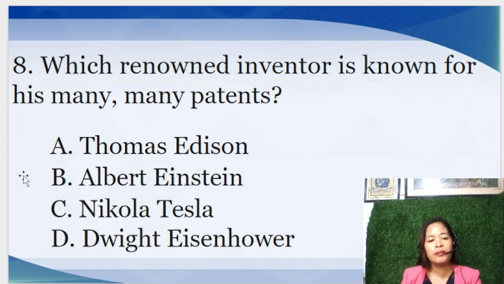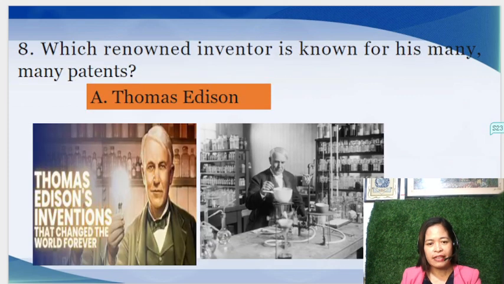Next, number eight. Which renowned inventor is known for his many patents? A. Thomas Edison, B. Albert Einstein, C. Nikola Tesla, and D. Dwight Eisenhower. The answer is Thomas Edison. He was an American inventor and businessman.